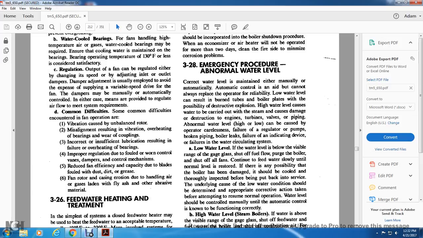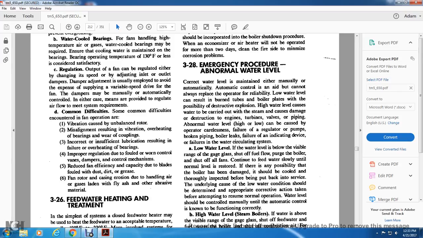Regulation. Output of the fan can be regulated either by changing the speed, or by adjusting the inlet or outlet damper. Adjusting the damper is easily employed and avoids the expensive supply of a variable speed drive for the fan. For the fan, the dampers may be manually or automatically controlled. In either case, means should be provided to regulate airflow to meet the system's requirements.